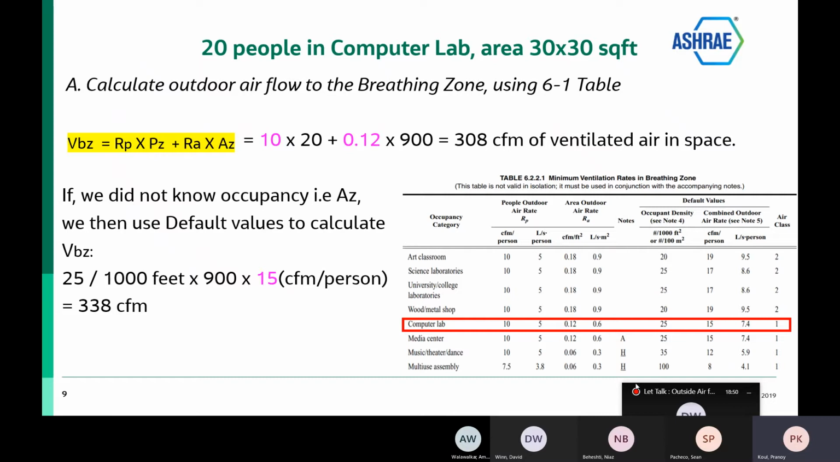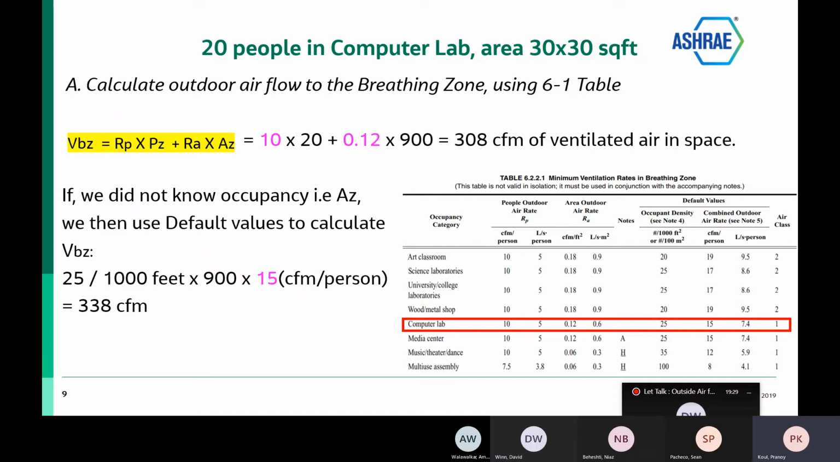Okay, so again, if you're looking at the slide, the numbers indicated in pink are the numbers which have been derived from Table 6.2.2.1, and the numbers in black are essentially the variables which our problem has, which is 20 people in a computer lab and the area, which is 900. And when you put it together and summarize it, you're getting 308 CFM of ventilated air, and that is your breathing zone outdoor airflow.